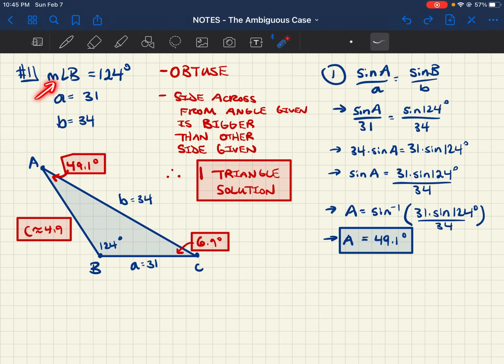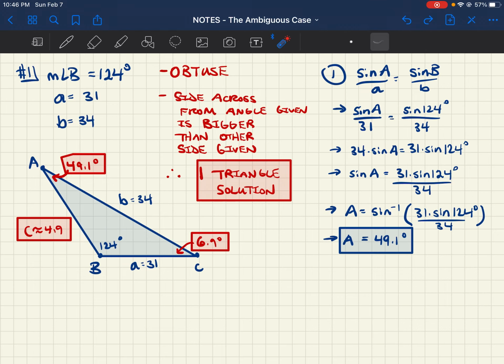Notice we have angle B, side B, and side A. That tells me to use the law of sines. Sine of angle A over A equals sine of angle B over B. Plug in the pieces that you know, and cross multiply. After cross multiplying, we have 34 times the sine of angle A equals 31 times the sine of 124 degrees, and then simply divide both sides by 34.